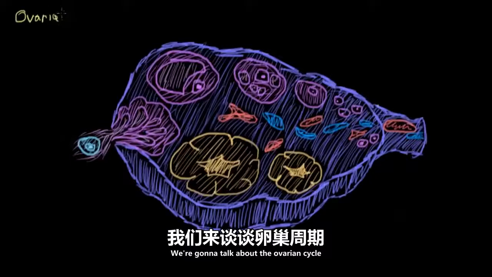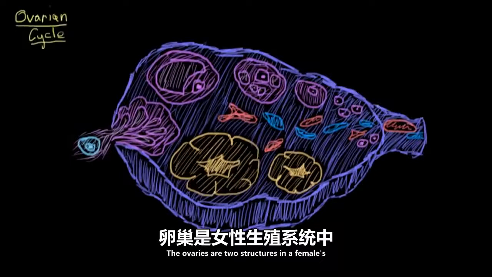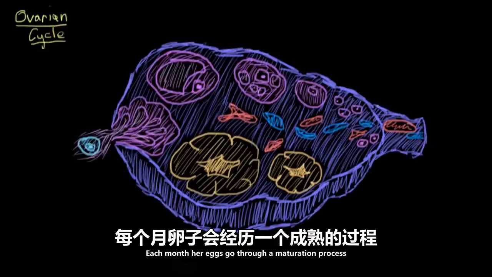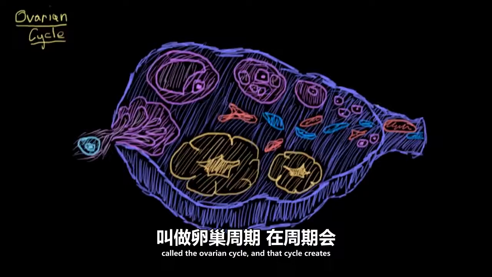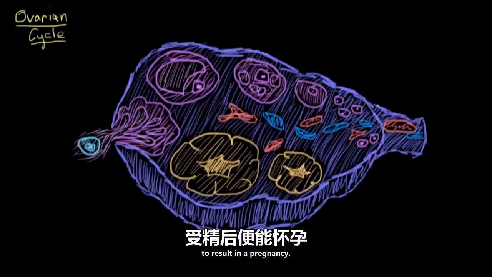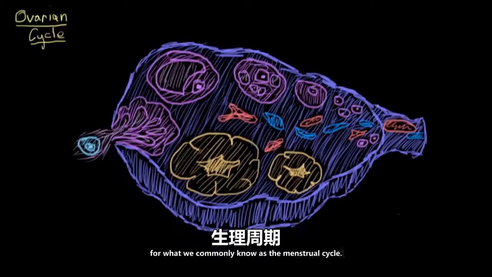We're going to talk about the ovarian cycle. The ovaries are two structures in a female's reproductive system that produce her eggs. Each month, her eggs go through a maturation process called the ovarian cycle. And that cycle creates a secondary oocyte that can then be fertilized by a sperm to result in a pregnancy. The ovarian cycle is also responsible for what we commonly know as the menstrual cycle.